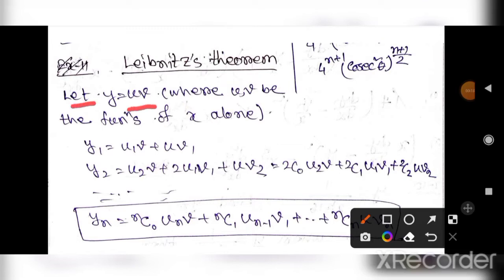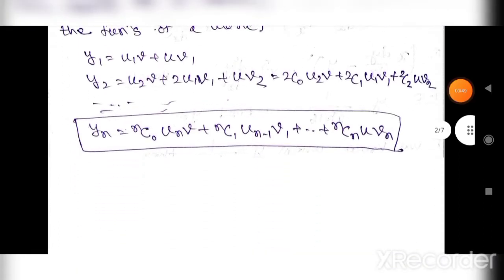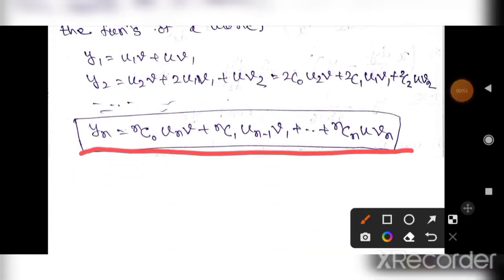Let y equal uv, where u and v are functions of x alone. Then differentiating we get y1 equals u1v plus uv1, y2 equals u2v plus 2u1v1 plus uv2, equals 2c0 u2v plus 2c1 u1v1 plus 2c2 uv2. So we get yn, that is the nth derivative, yn equals nc0 unv plus nc1 u(n-1) v1 plus ... plus ncn uvn. This is the Leibniz formula.